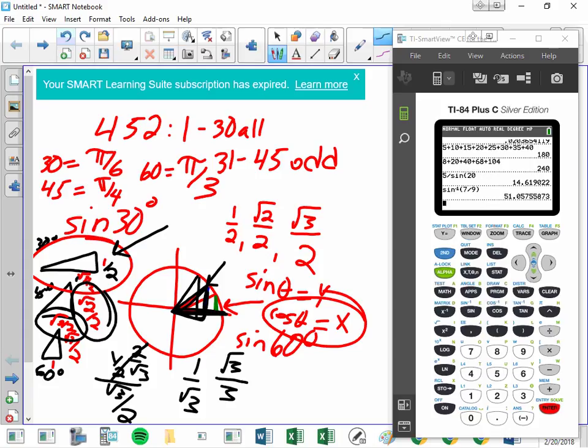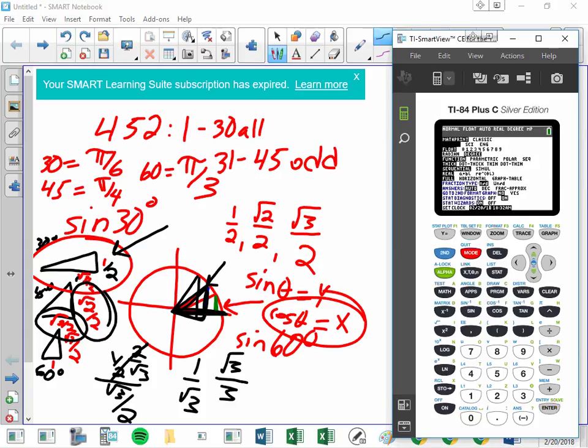Okay? And then 31 through 45, you're going to plug them in your calculator, but make sure you're in the right mode. To do the radians, you need to use radians. To do the degrees, you need to use degrees. Where do I go to switch my mode? And it's the third one down. So you just make sure you know what version your calculator is using when you type it in.